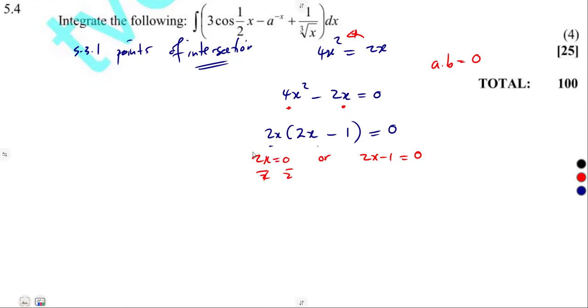So simply divide by 2 by 2. Here, take this to the other side. That's 2x is equal to 1 divided by 2. x is 1 over 2.